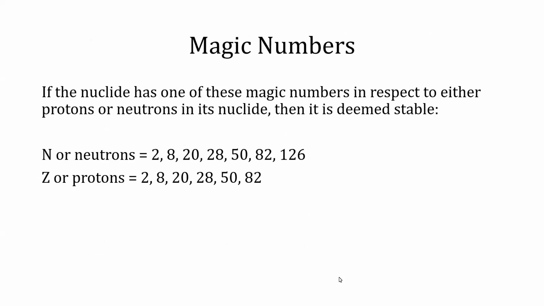Lastly, if the nuclide has one of these magic numbers in respect to either protons or neutrons in its nucleus, then it is deemed stable. For neutrons, the magic numbers include 2, 8, 20, 28, 50, 82, and 126. For protons, the magic numbers include 2, 8, 20, 28, 50, and 82.